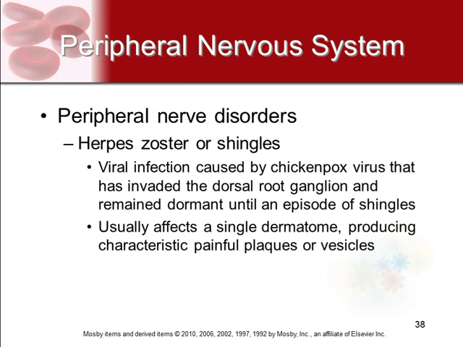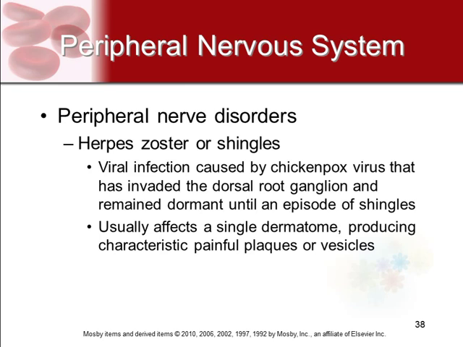And then another nerve disorder is herpes zoster, or shingles, which is a viral infection. It's caused by the chickenpox virus that has invaded one of the dorsal root ganglions and has remained dormant for a period of time until something triggers this episode of shingles to happen. Normally it happens along a single dermatome, and it produces these very painful plaques.